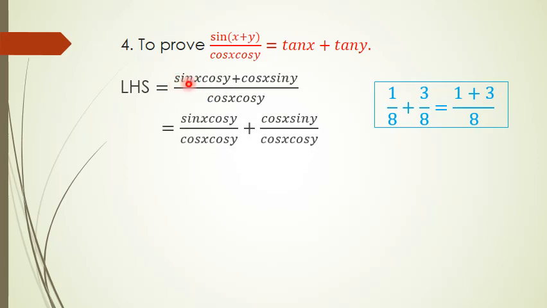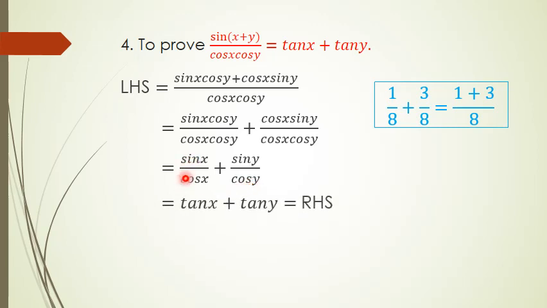So that is equal to sin x cos y over cos x cos y, plus cos x sin y over cos x cos y. And looking closely at the two fractions, we observe some common factors. Here, cos y is common, so these will cancel. Cos x is common, they will cancel. So you remain with sin x over cos x plus sin y over cos y. Clearly, this is equal to tan x, and this one is equal to tan y, and that is equal to the right hand side.